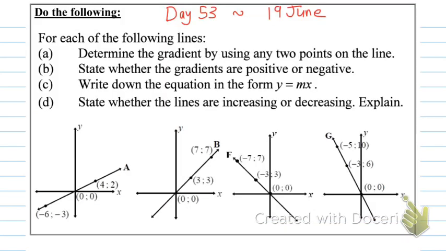Now you have to do the following exercise. For each of the following lines, determine the gradient by using any 2 points on the line. State whether the gradients are positive or negative, and write down the equation in the form y is equal to mx, and state whether the lines are increasing or decreasing, and explain. Okay, so we are going to do it for each of those lines. Line A, B, F, and G. Those are the names of the lines, so you can go do them. You can pause it now, do it, press play again so we can mark it together.